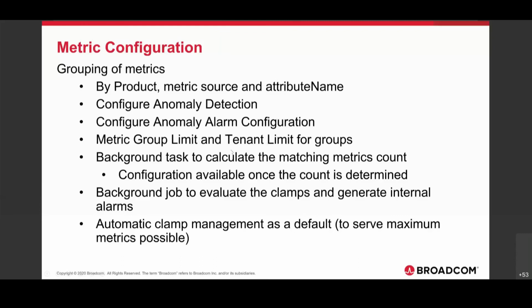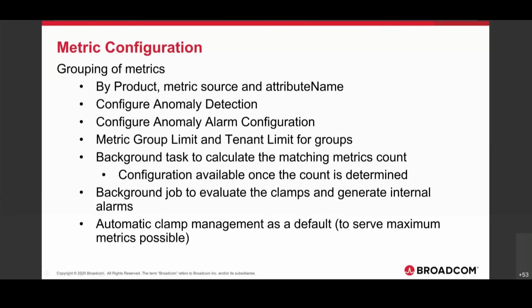The reason we have this is that during creation time, the metrics flowing into the system might be relatively few. So we might enable the anomaly detection, but over time the metrics might increase, right? For example, we'll show the list of matching metrics, but there is a background job which calculates the metrics, and once we know the actual metrics that are getting matched, we will allow them to enable or disable, right?